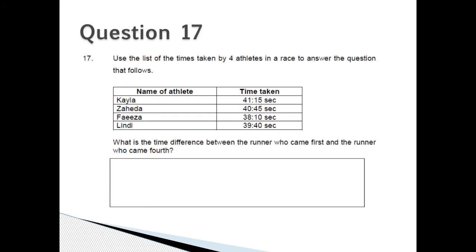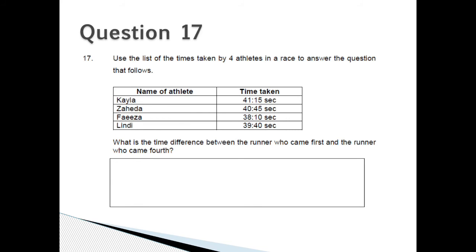Use the list of times taken by 4 athletes in a race to answer the question that follows. Kyla came in at 41 minutes and 15 seconds. Sahida came in at 40 minutes and 45 seconds. Faiza came in at 38 minutes and 10 seconds. And Lindy came in at 39 minutes and 40 seconds.